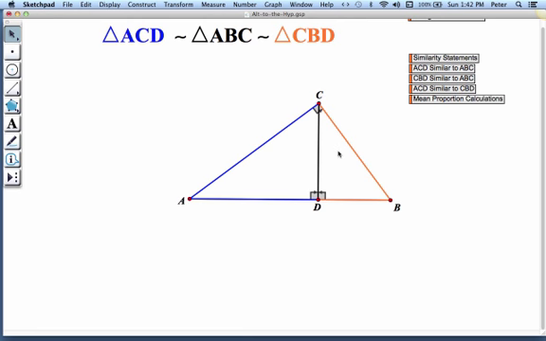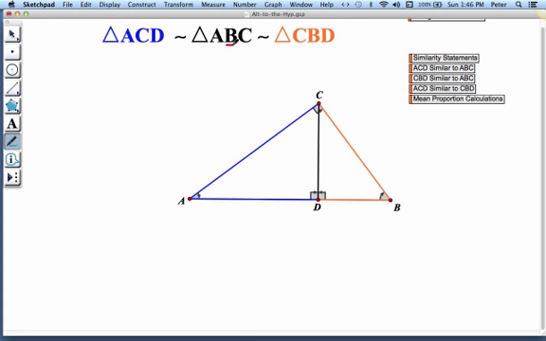And the question is, are they similar to the original right triangle? And the answer is yes. Because you see, angle A in the blue triangle is the same A that shows up in the large triangle. So by angle, since A appears in both, and since both D and C are right angles, triangle ACD is similar to triangle ABC.